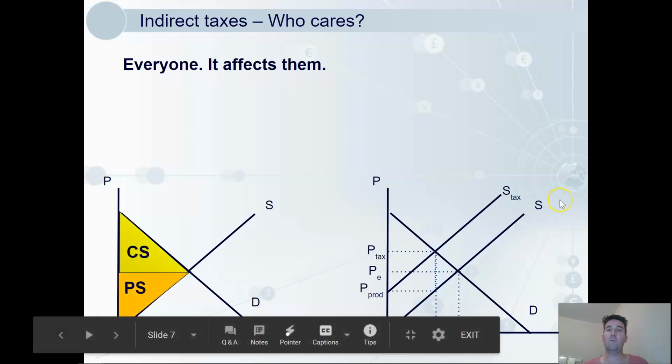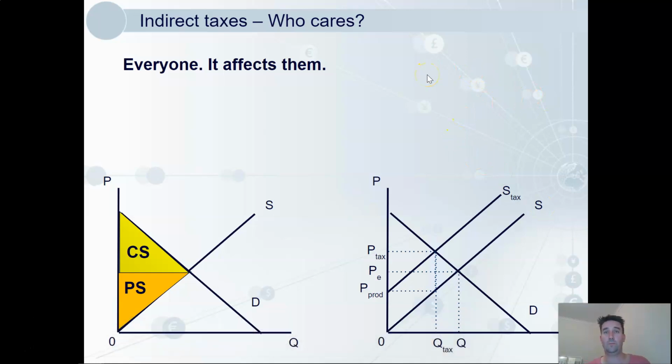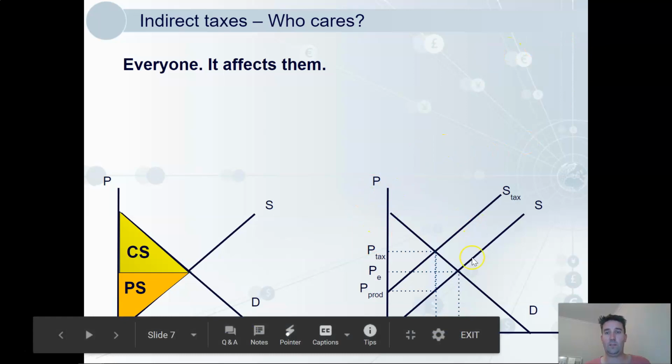All right, the government, how are they affected? The government receives the revenue from the tax, of course. So they get to do all those wonderful things that I mentioned earlier with the tax. And now we know that the vertical distance between the two supply curves is the amount of the tax. So the government gets this amount multiplied by the quantity sold, government revenue.